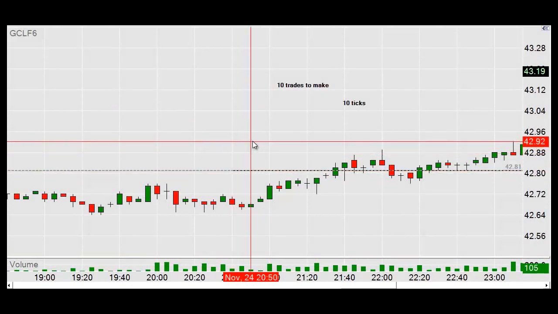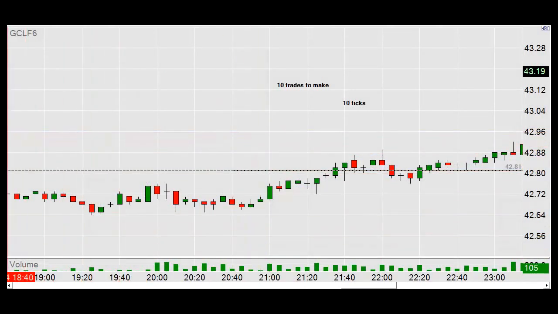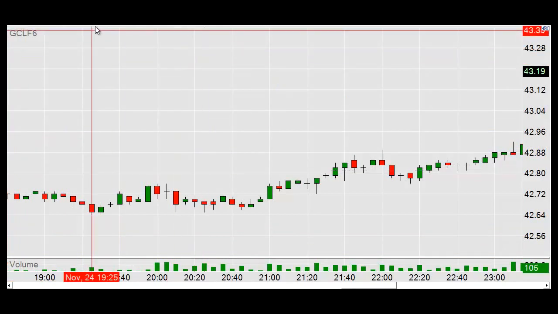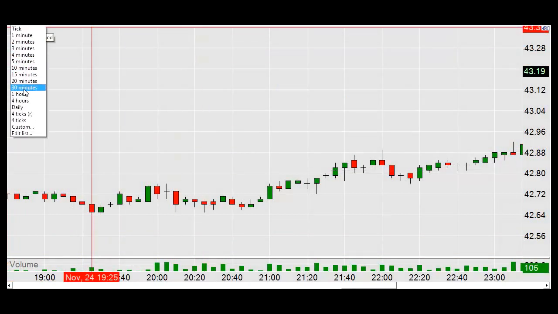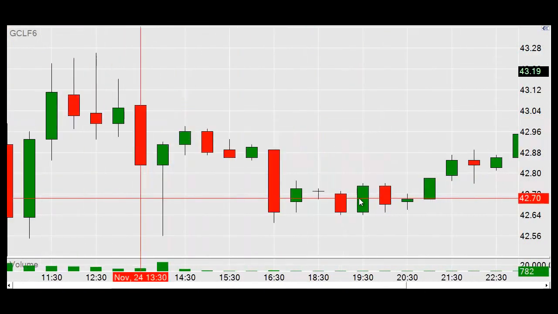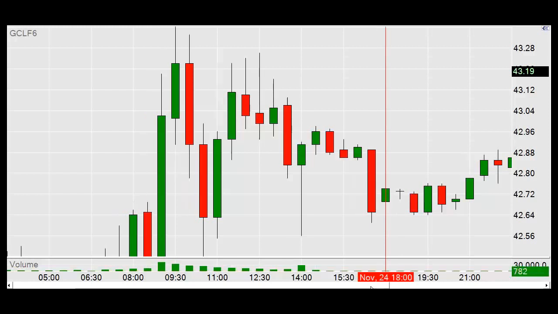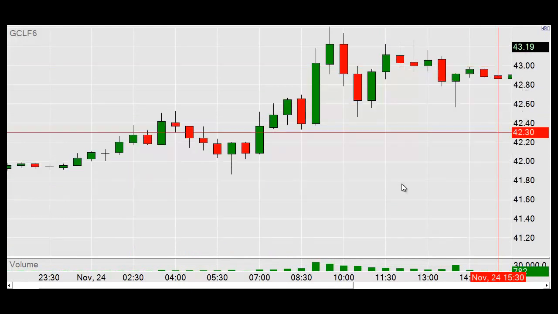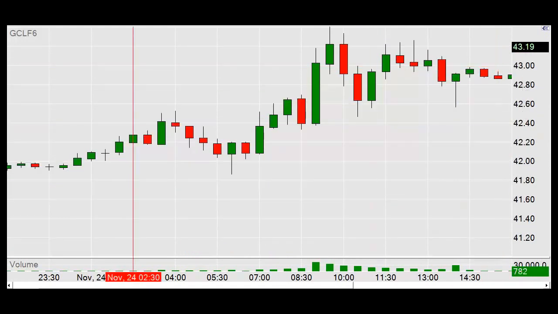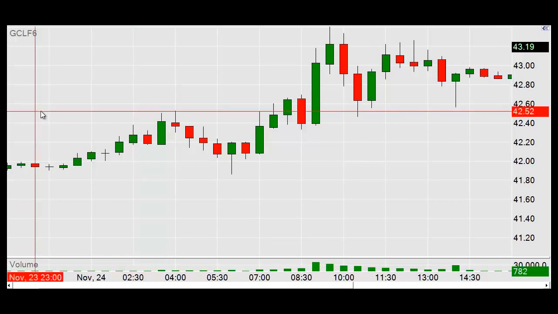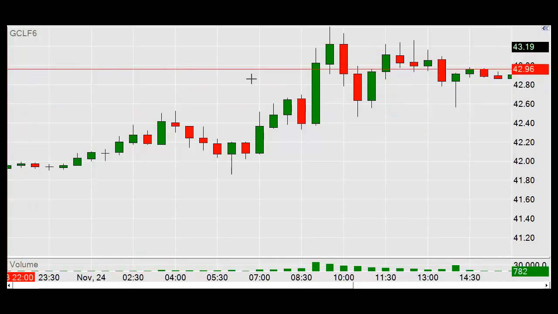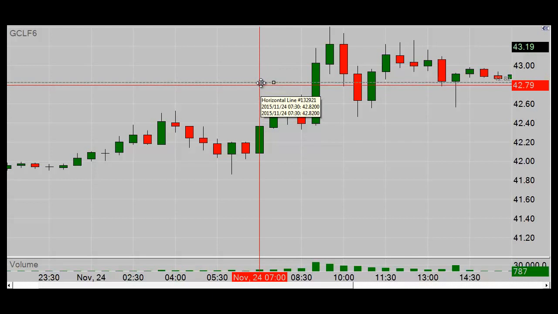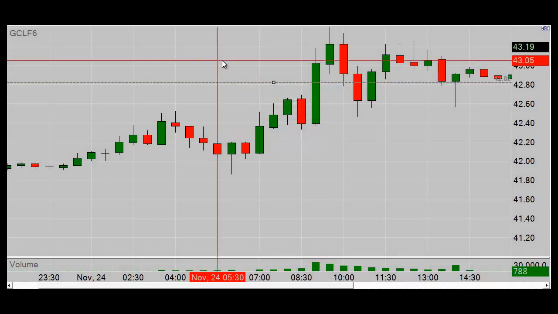Now, let me just show you one more thing, because I know some of you guys really do have some experience. And so let's go to a 30-minute chart. Shrink it down a little bit. Now those numbers again, long about 42.80. So there's 42.81, and one tick above.